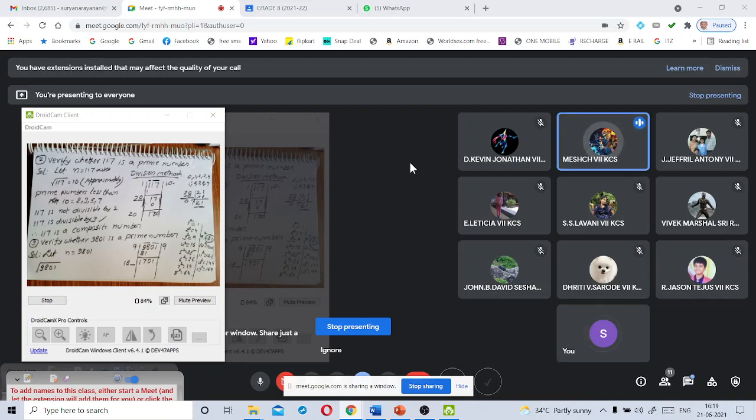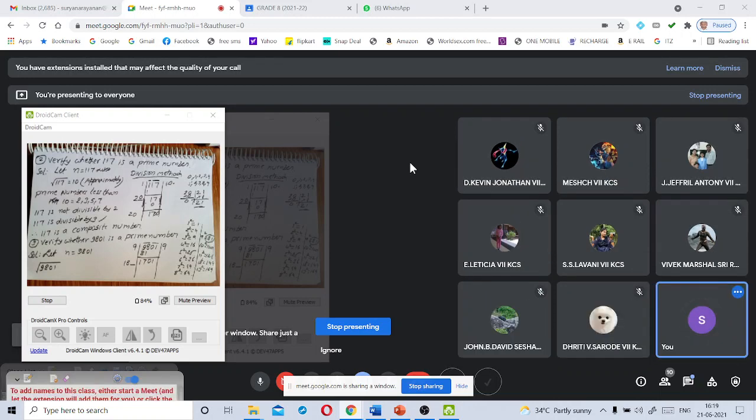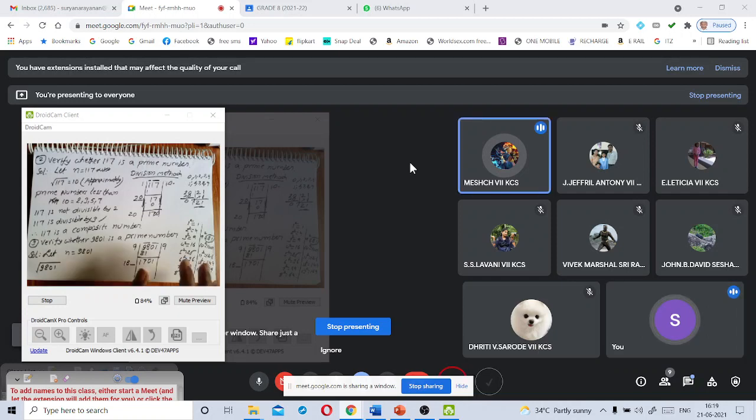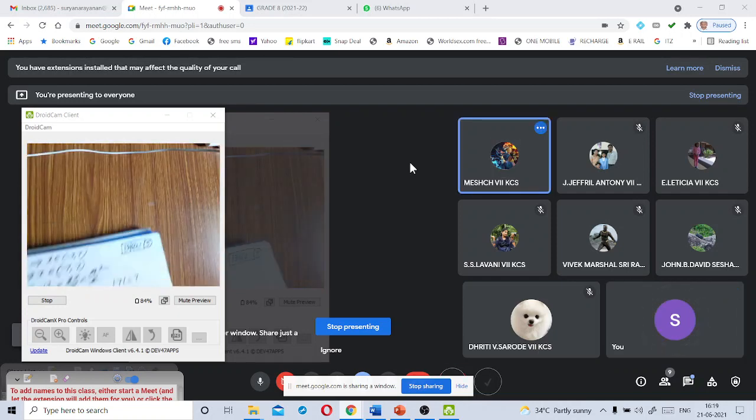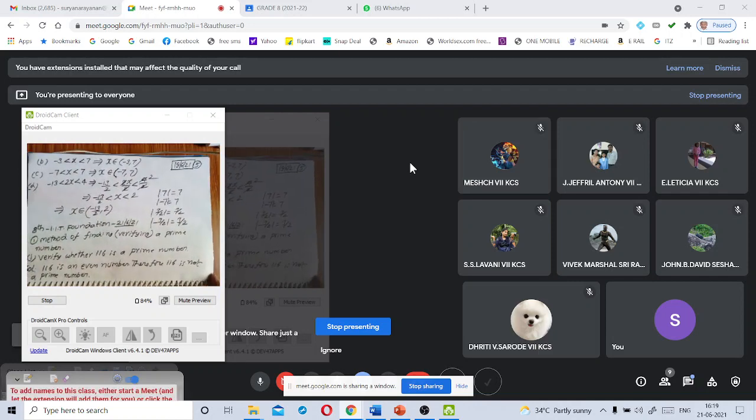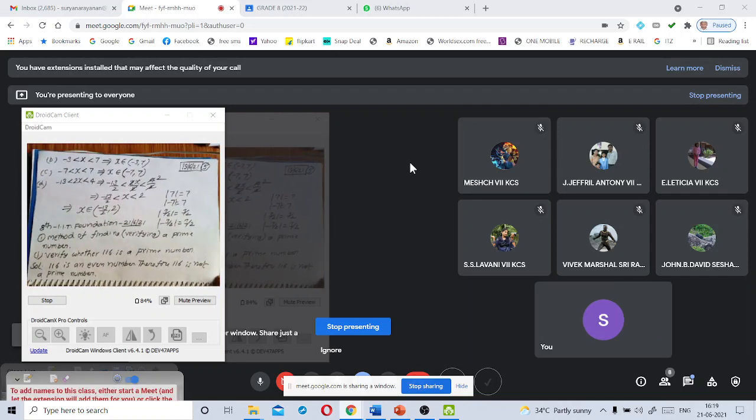Sir, can you turn the page before? What, my dear? Before page, can you turn, sir? Sorry? Sir, can you turn the page before? Previous page. Yes, sir. These 4 lines, 1, 2, 3, 4, 5. These 5 lines. Okay, sir.